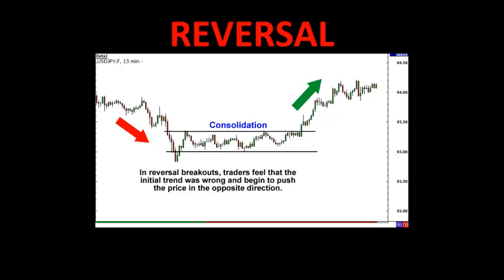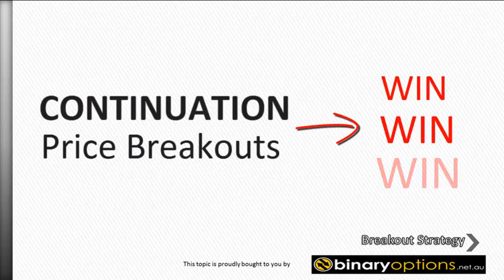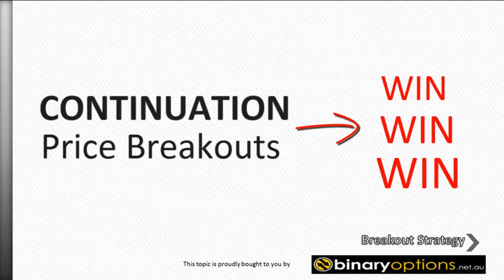A reversal breakout pattern, on the other hand, occurs after consolidation when price breaks out in reverse of the current trend. Statistically, price breakouts from a continuation pattern ultimately generate a higher win ratio as opposed to reversal patterns, which have a higher probability of failure.